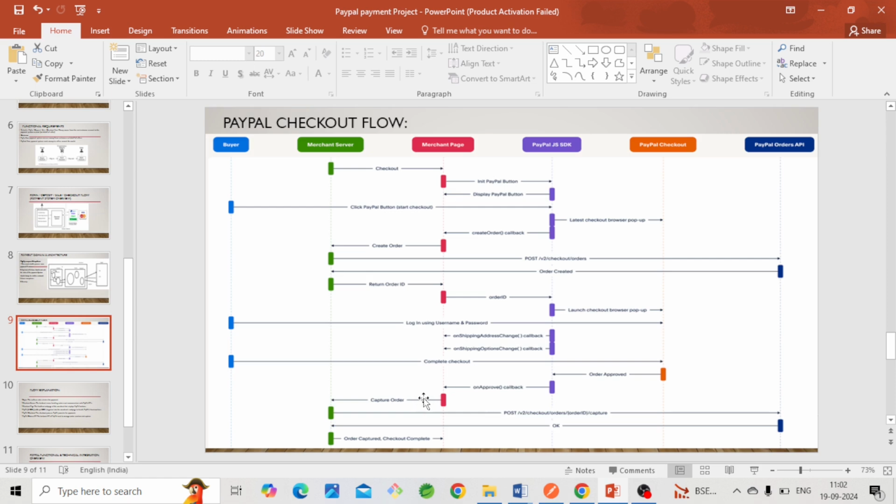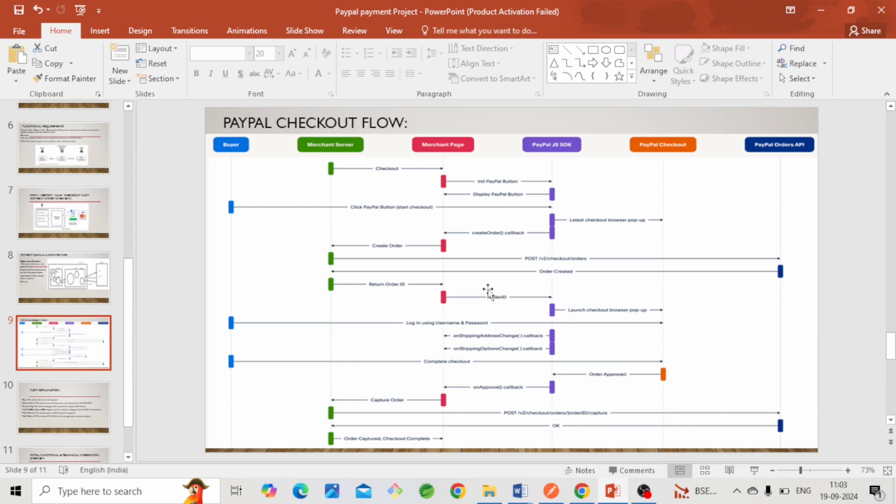Once the order is approved, the merchant server captures the payment by sending a POST request. On the onApprove callback on the merchant page, the merchant server captures the order. Here the merchant server makes a second API call, a POST request to /v2/checkout/orders/{order ID}, whatever order ID we received.